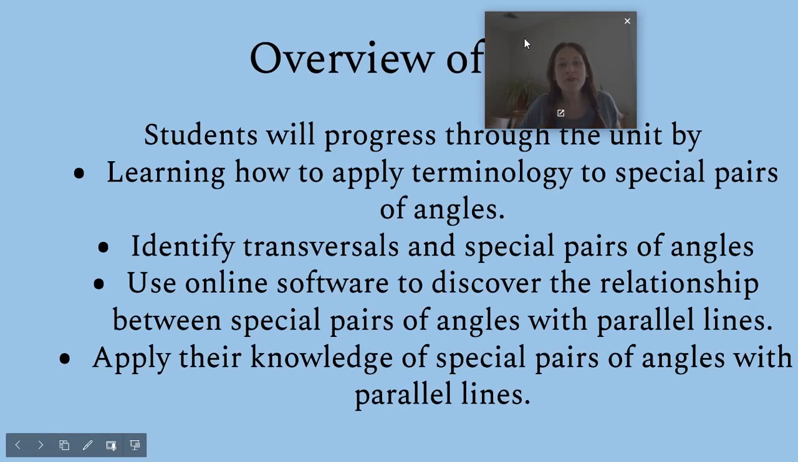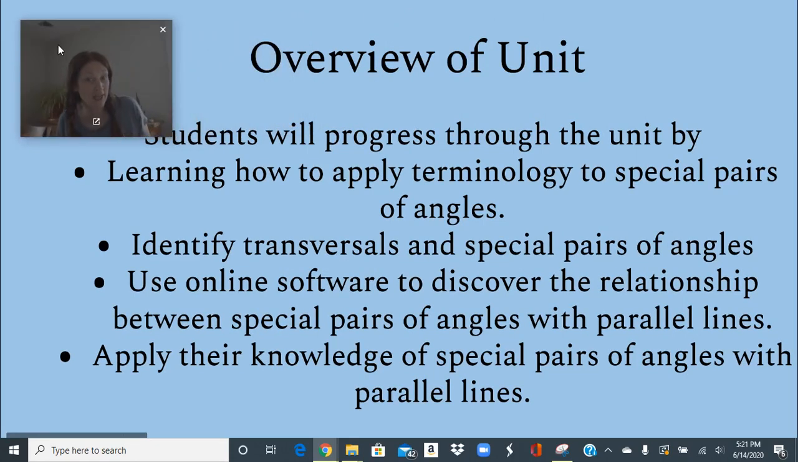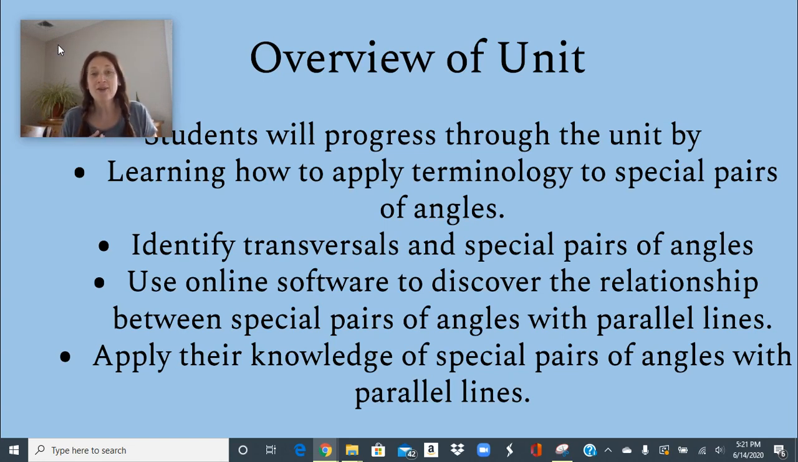So as an overview of this unit, students are going to start out by learning the special terms associated with parallel lines and special pairs of angles. They're going to identify a transversal, and then they're going to use online software to be able to see what the special relationship is when we move the lines around. And then they're going to apply their knowledge, and they're going to make a poster. They are going to be able to test their knowledge using Kahoot.